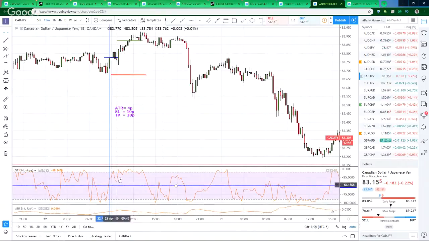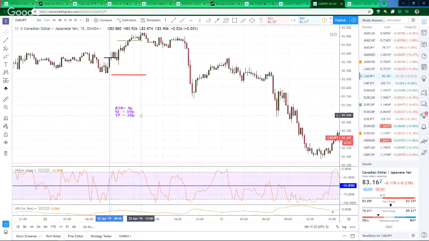So now this is a 15-minute chart. This strategy works well on any time frame, just about any trading instrument. But in this case, the 15-minute ATR is only 4 pips. 4 pips is way not enough for a stop loss. I don't like to see less than a 10 pip stop loss.